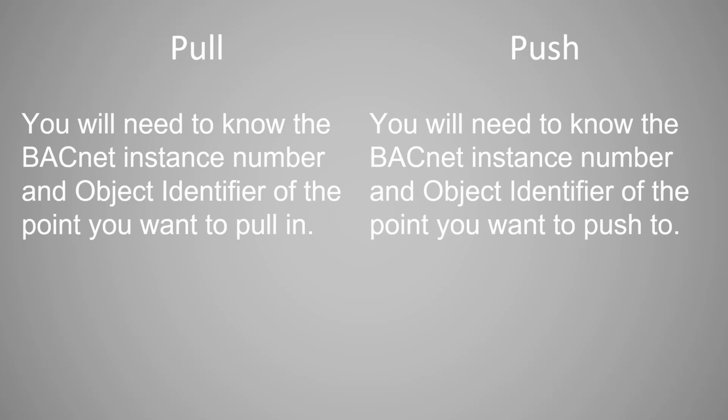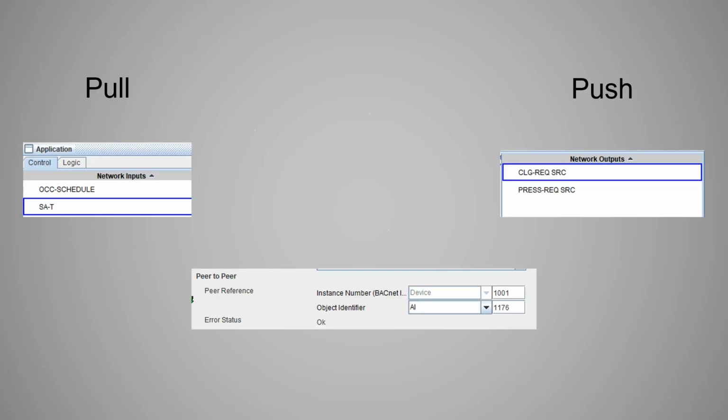You have pull and push. Both of them, you'll need to know the BACnet instance numbers of the controllers that you need to talk to and the object ID of the point that you want to share. In JCI, if you're pulling the information, you'll see it in the top left-hand corner. If you're pushing the information, you'll see it in the top right-hand corner. And then in the middle here, we're just showing what you need. You need the object identifier, you need the device ID of the point that you're going to peer-to-peer.